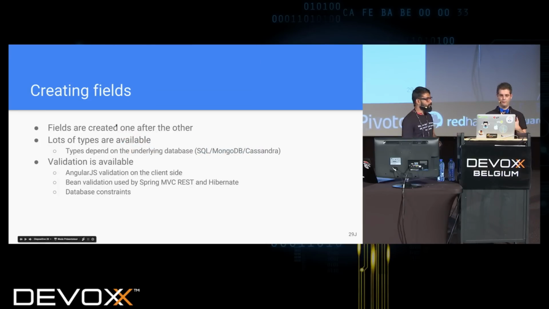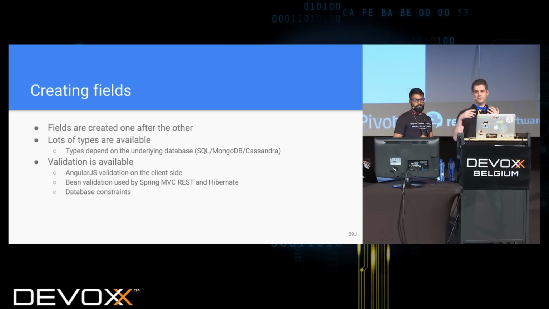For the back end, we use bean validation. So this is used both by Spring MVC REST and Hibernate. So it's validated on the server side. And we even generate the database constraints. So it's also enforced on the database. So everything is logical and correct and working together.